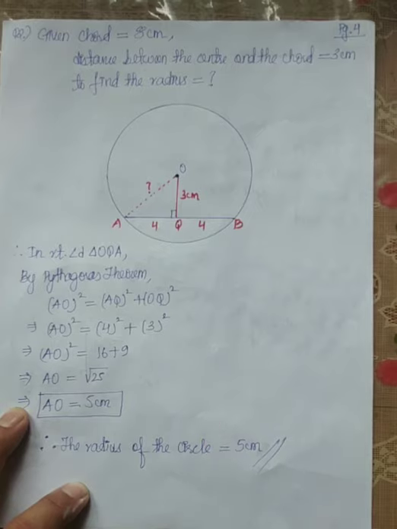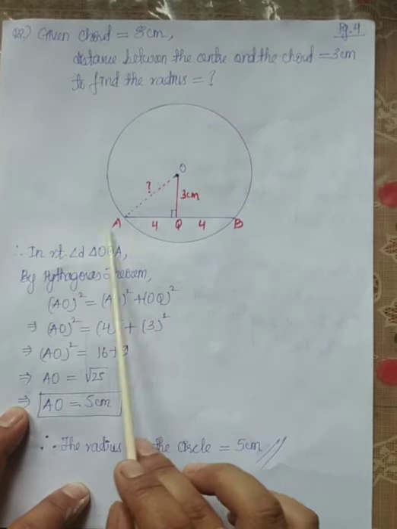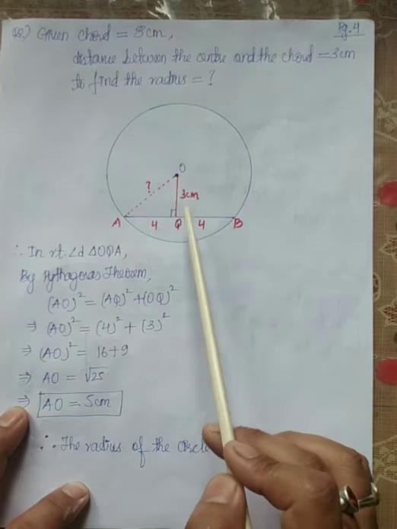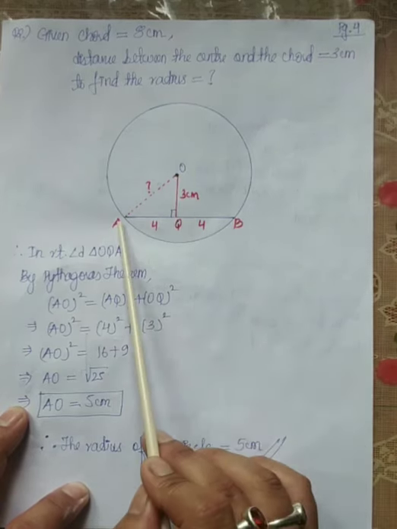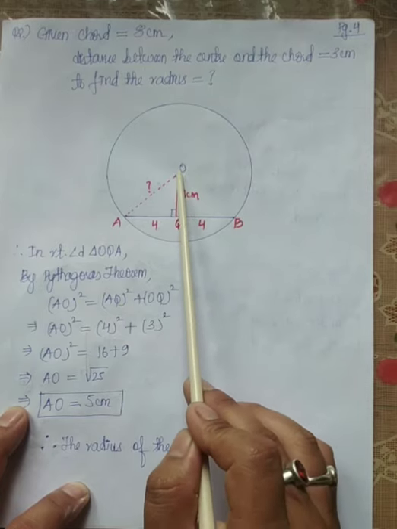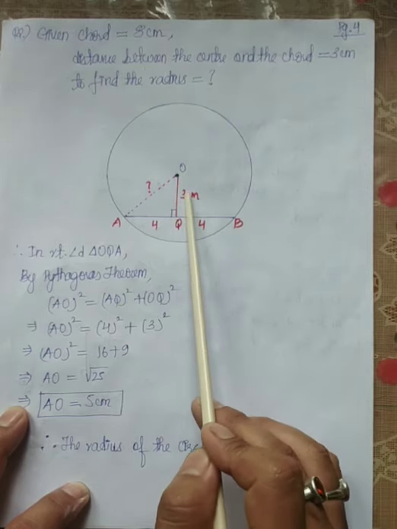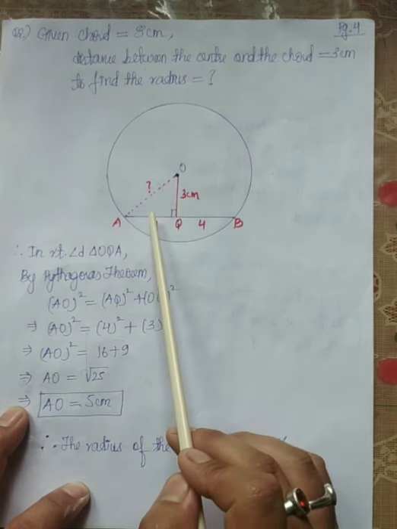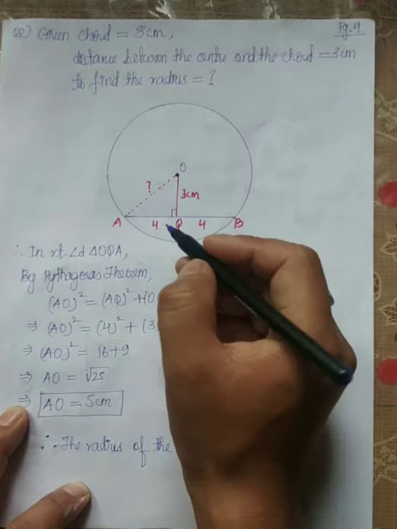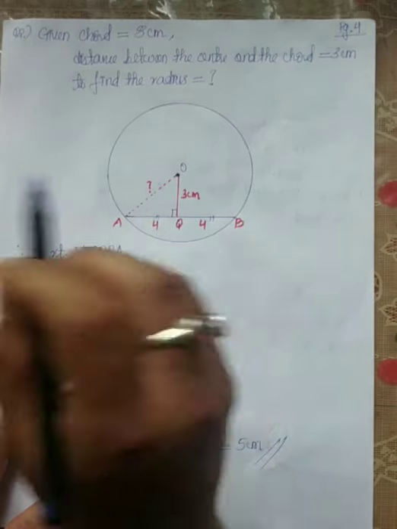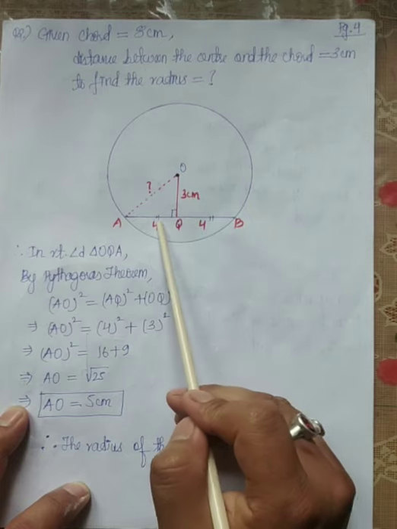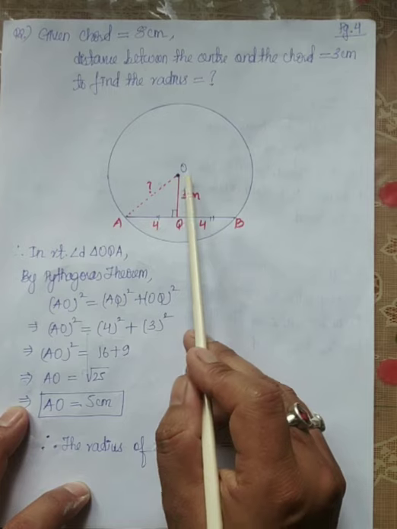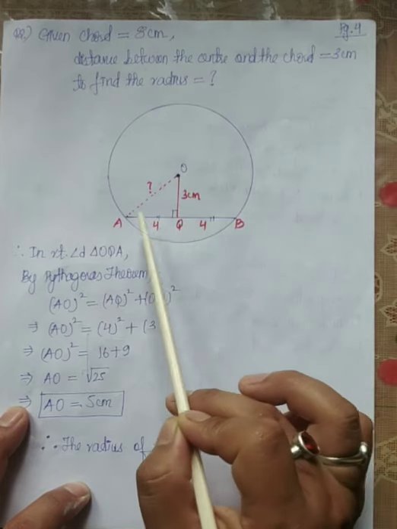Great. Now, as the length of the chord is 8 cm, and the distance between the center and the chord is 3 centimeter. So this is 3, and I know that once I drop a perpendicular, this and this are equal because the perpendicular bisects the chord equally. So hence this becomes 3 and this becomes 4, and I hope again you can see clearly that here we get a right angle triangle OQA again.